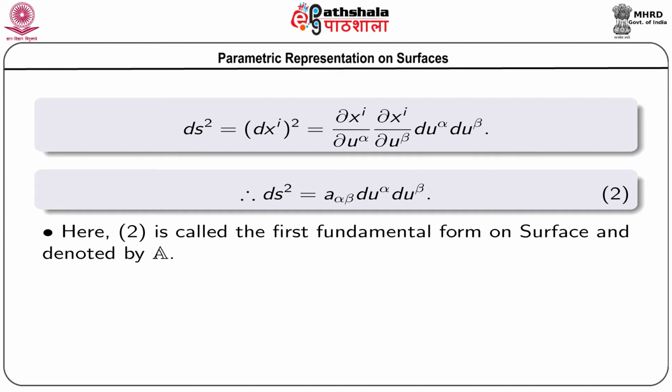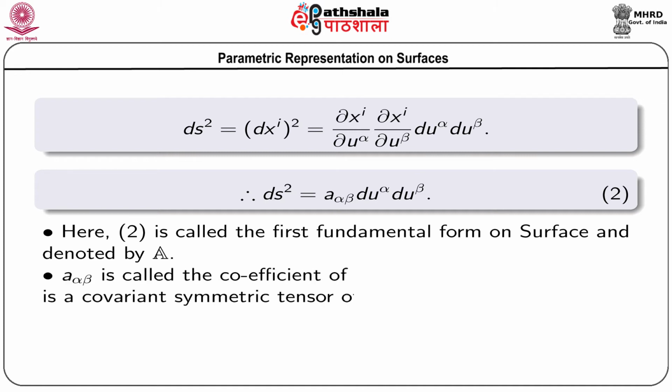So, this expression is called the first fundamental form on the surface and denoted by A. By using it we can find the arc length on a surface, or any measurement with respect to a curve can be done with this formula. a_αβ is called the coefficient of the first fundamental form, which is a covariant symmetric tensor of rank 2, because again it is a product of two partial derivatives ∂x^i/∂u^α and ∂x^i/∂u^β. So, a_αβ is also a symmetric covariant tensor of rank 2.